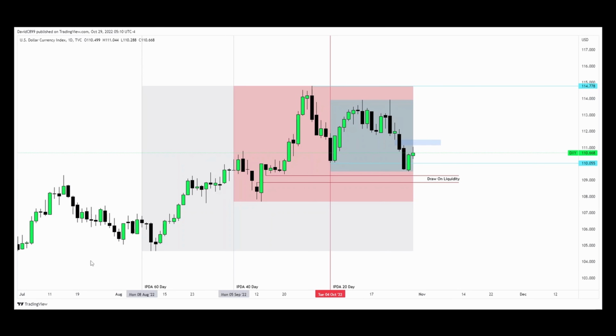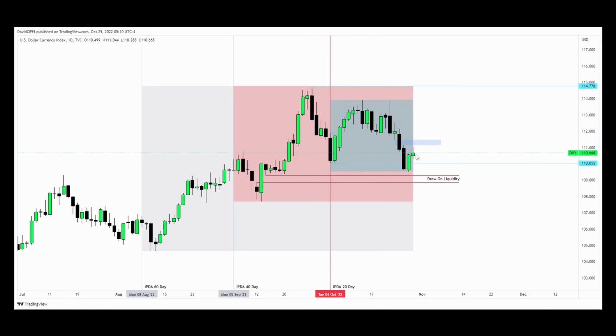Daily chart for the US dollar, and we can see here that price is trading lower. This would lead into a risk on environment, and we can see that unfolding in the index futures with higher prices. In my opinion, I can see the US dollar trading back into this fair value gap, the sell side imbalance, buy side inefficiency, to redistribute orders to trade lower into my draw on liquidity inside the 40-day IPDA data range.